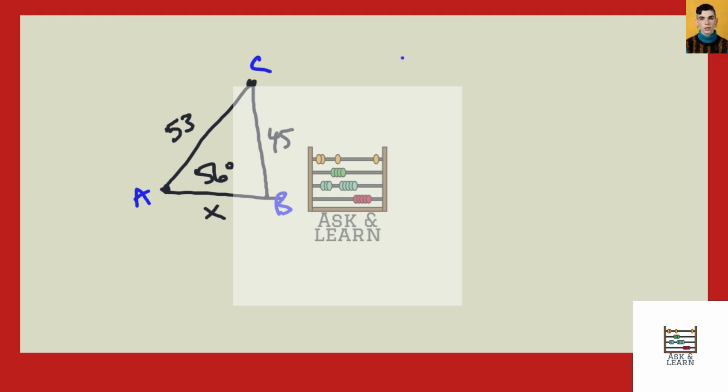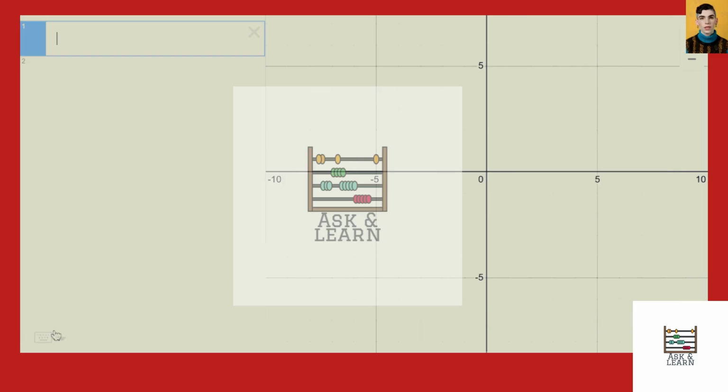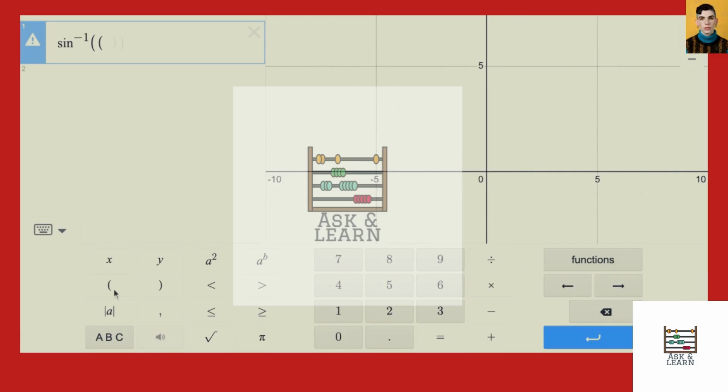If we do the law of sines and say the sine of 56 degrees over the opposite side 45 is in proportion to the sine of angle B over its opposite side 53, multiply 53 to both sides, and then we'll take the inverse sine of both sides so that we just have angle B. So in degree mode, we've got the inverse sine of 53 sine 56 divided by 45. Then we get a 77.5 degree angle.